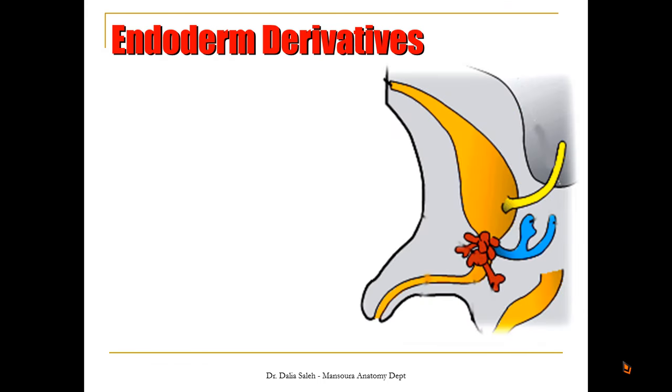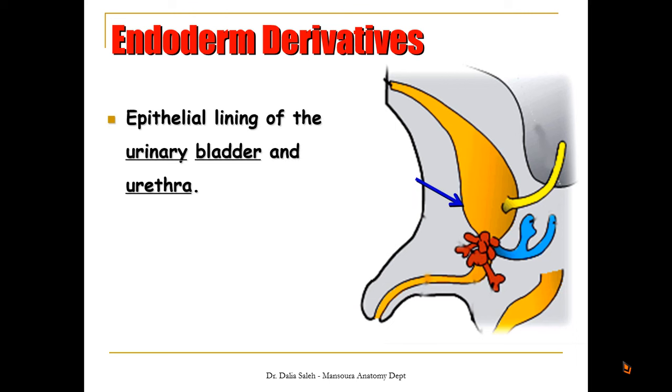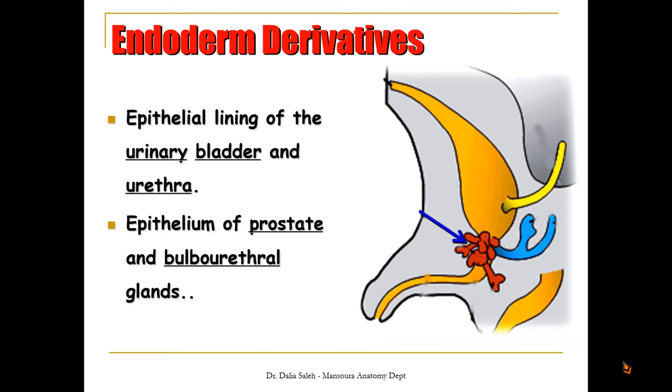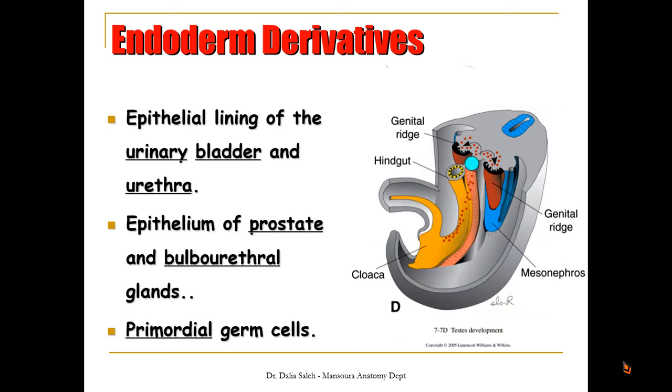Also, the endoderm gives the epithelial lining of the urinary bladder, the urethra, and the epithelium of the prostate and the bulbourethral glands. Also, from the wall of the allantois, we have the primordial germ cells. They migrate from this site and go to the developing gonad to seed inside it and give the spermatogonia or the oogonia, according to the sex of the embryo.